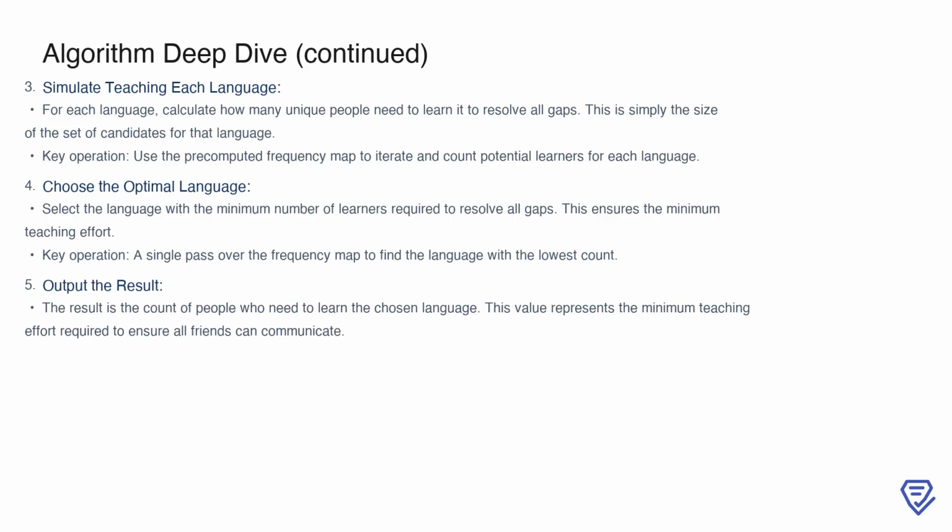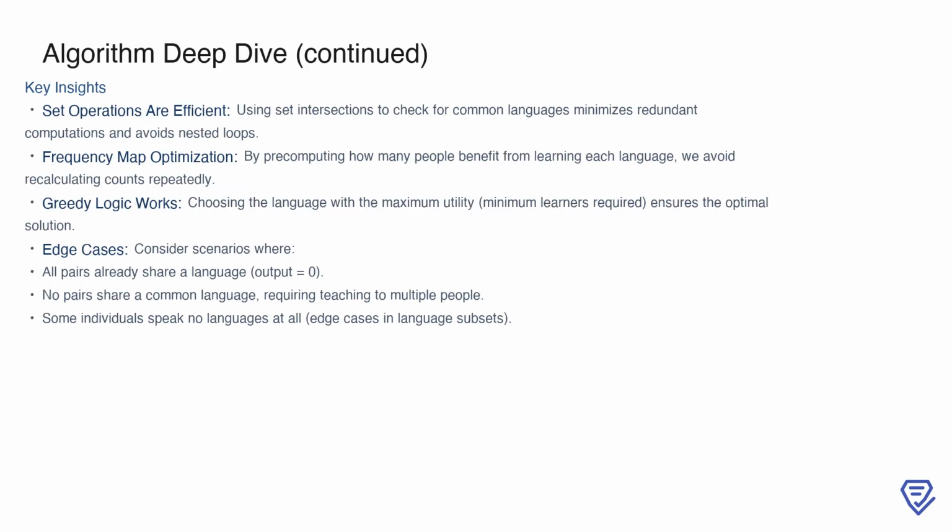This step involves a single pass over the frequency map to find the language with the smallest candidate set. Finally, the result we output is the number of people who need to learn the chosen language. This represents the minimum teaching effort needed to ensure all friendships can communicate effectively. There are several key insights that make this algorithm efficient. First, using set operations like intersections allows us to avoid redundant computations and nested loops when checking for shared languages.